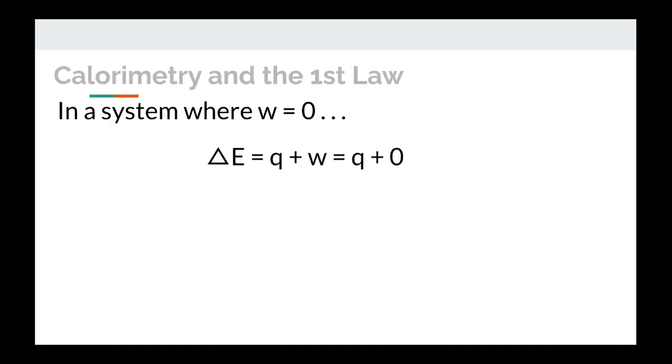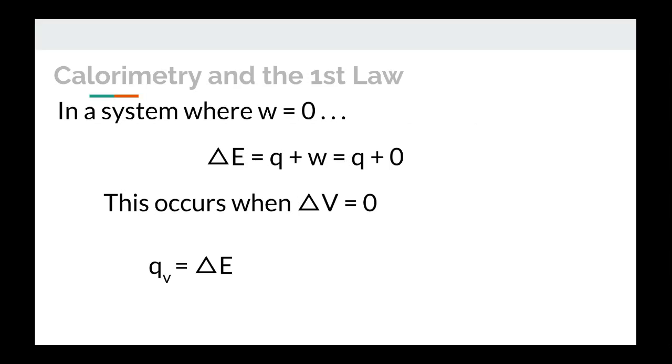In a system where work is not possible, then that means that the total energy change just reduces to Q. This occurs, as I've said, when the change in volume is zero, when volume can't change. And so heating at constant volume, if you measure this in a calorimeter, that would be a bomb calorimeter that we talked about in a previous video, that's equal to delta E.